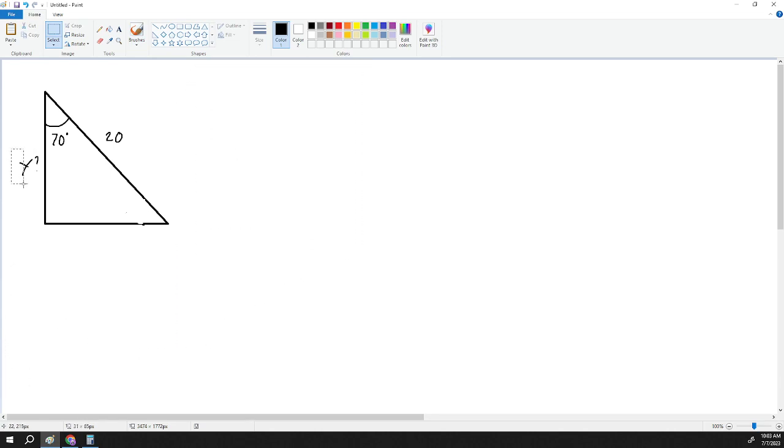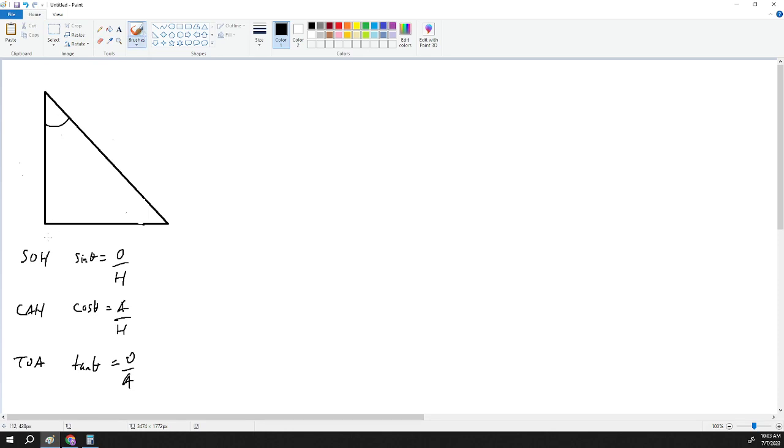How about the inverse? If you remember our inverse ratio, we use SOHCAHTOA pa rin. We still use SOHCAHTOA, but we have to do the inverse of it. So we use this inverse ratio or this inverse function if we are looking for our angle.